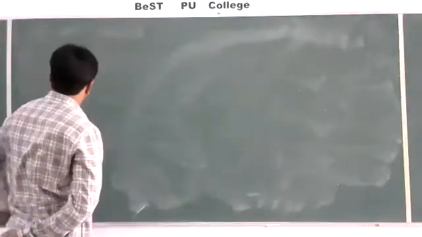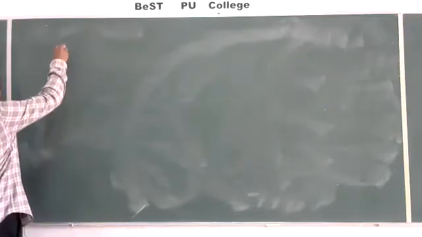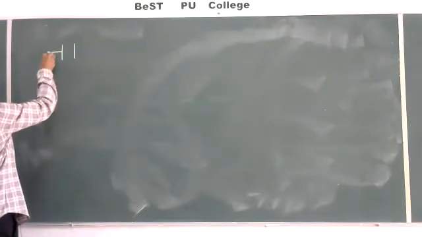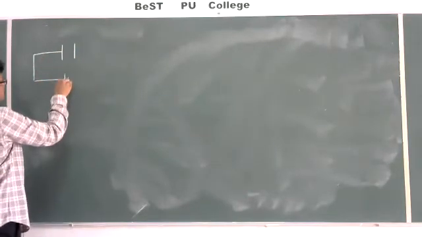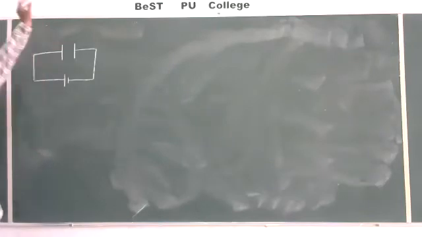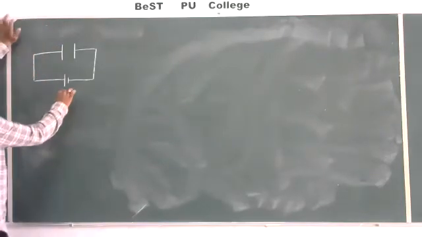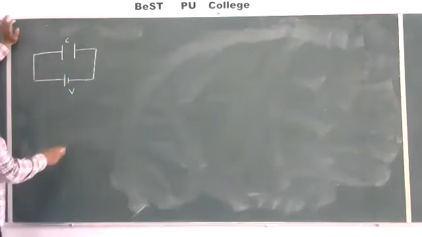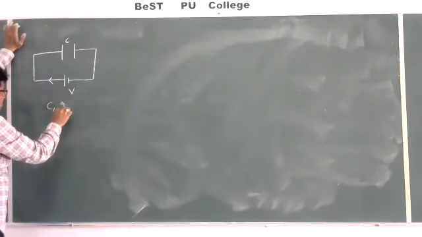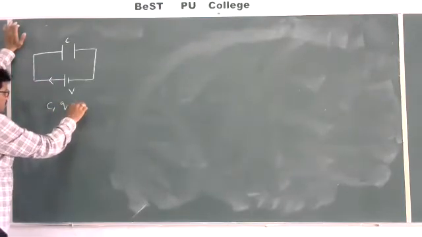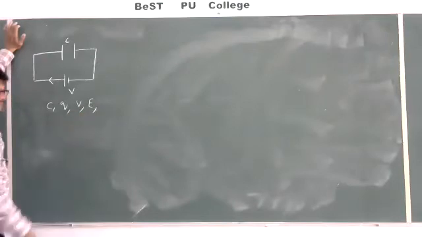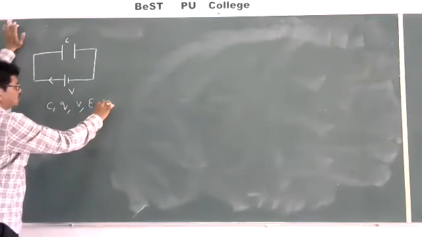What he's telling is, already he considered one capacitor. This capacitor is connected to a source initially. Then this capacitor having a capacitance C, the charge is Q, the potential is V, electric field between the two plates is E, and the energy stored is U.